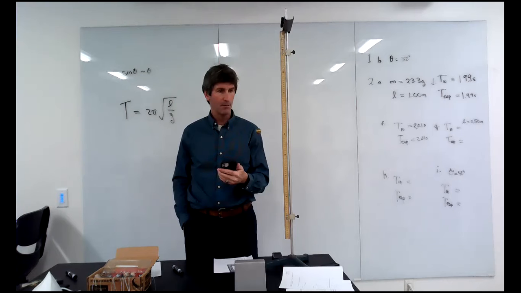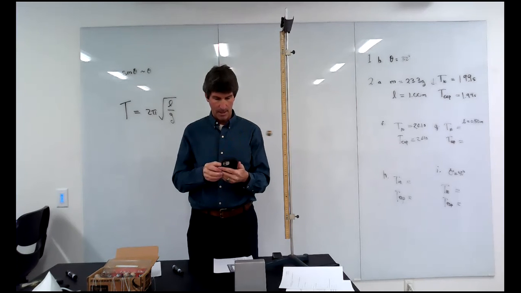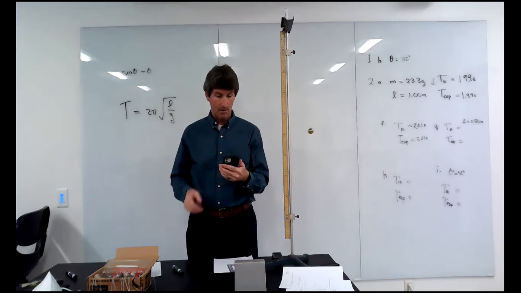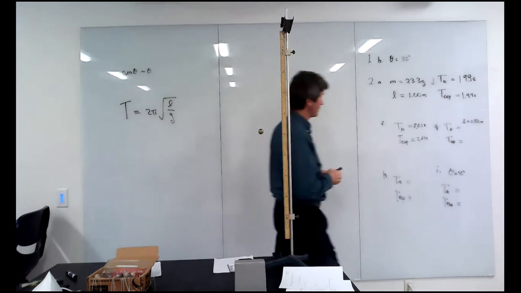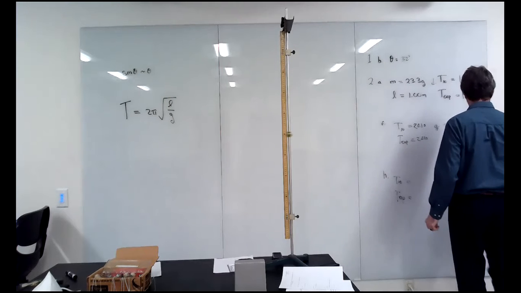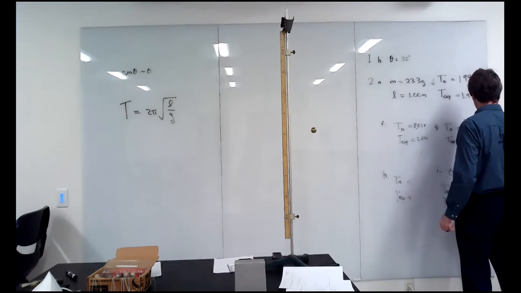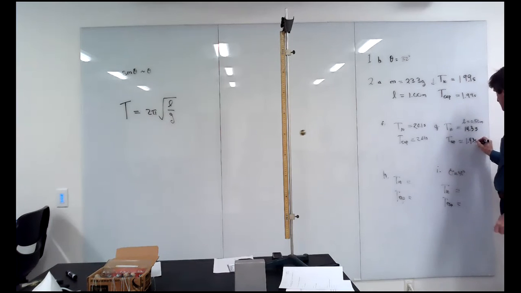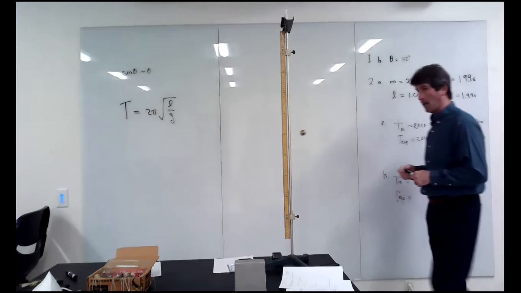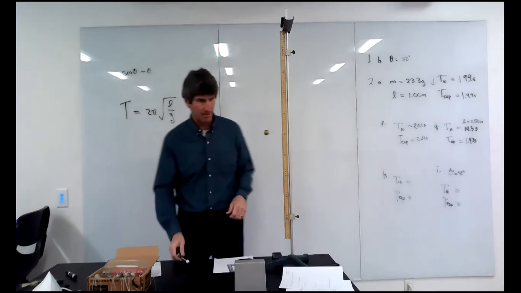1, 2, 3, 4, 5, 6, 7, 8, 9, 10. Okay? 14.3, not bad at all. So here, I get 14.3 seconds for 10 oscillations. I divide that by 10, 1.43 seconds. And that is my next case.